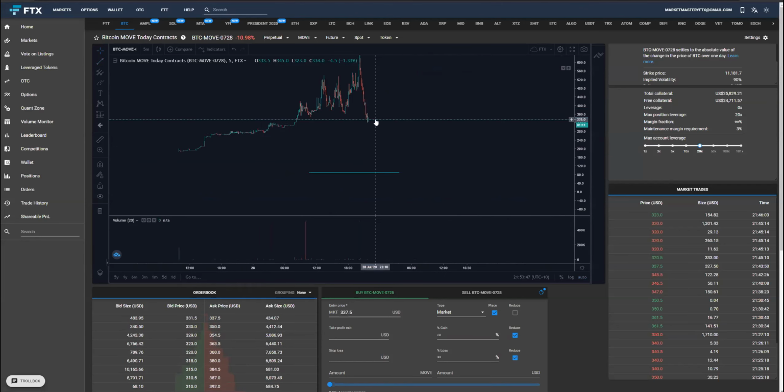So if we drop from here and we close the current value of the contract, it's probably not going to close here, but let's just say I was betting one move contract, which would be $330, that would mean that on a drop from down to here, I'm going to make $264 per one move contract, right? So hopefully that makes sense.